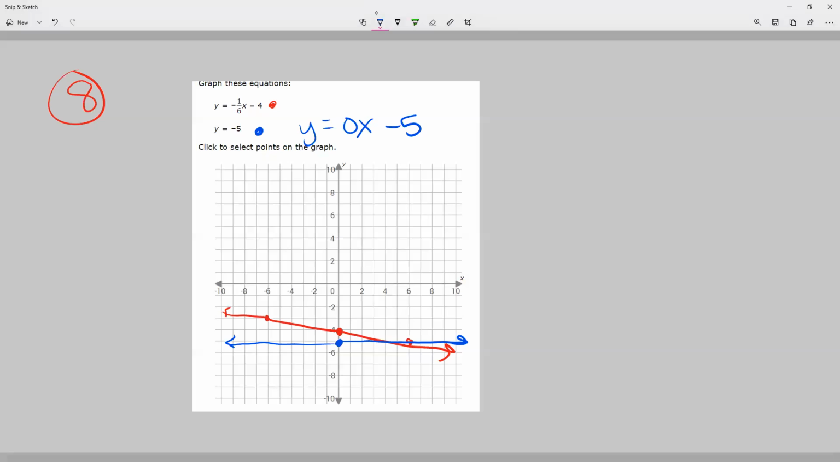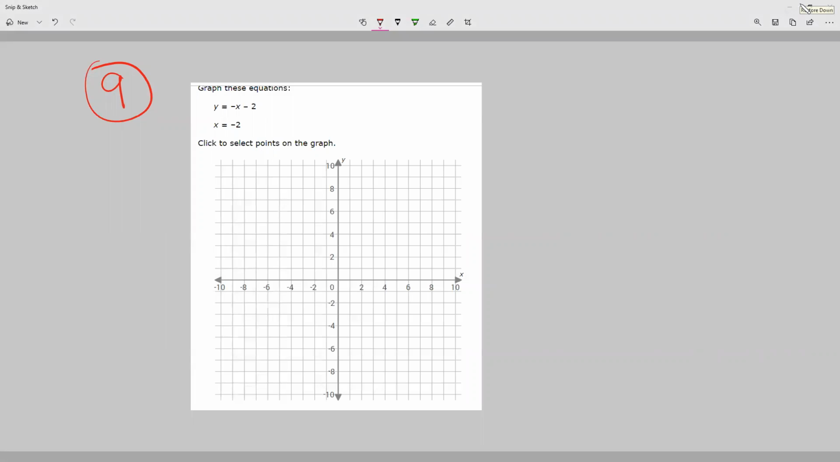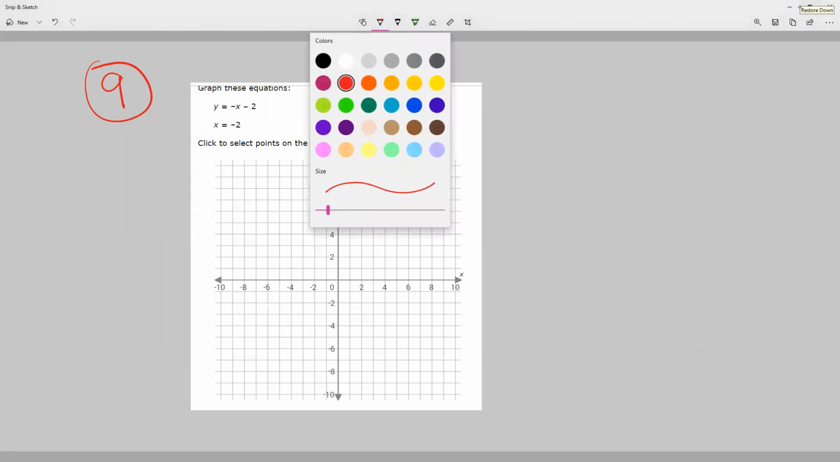And so it's going to cross one time, right? So one solution, which makes sense because, again, these have different equations. So if they have different equations all the way around, I know it's just going to intersect in one spot. This has a similar situation, but this time it's x.